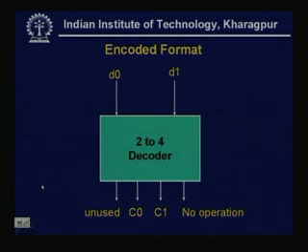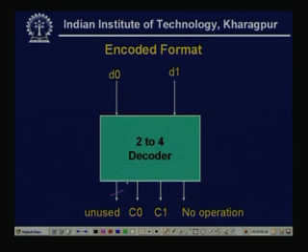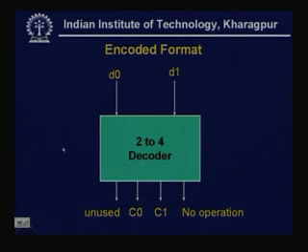So, the implementation of encoded format is like that, only D0 D1 will be the input of the decoder and the outputs will be that 2 will be the actual control signals, like in this example C0 C1, and 1 is no operation. Actually, there are 3 operations, if we include no operation itself as one operation, and one line is unused. So, this is the implementation of encoded format using decoder.